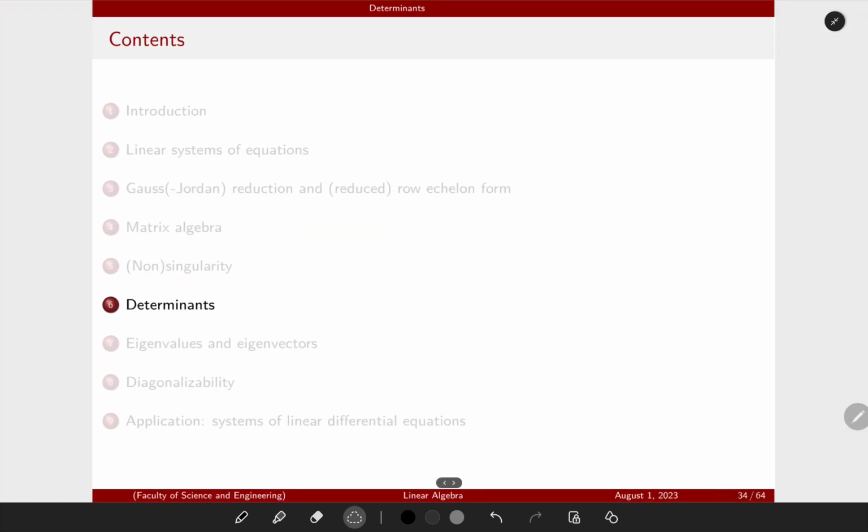Okay, that was a short section on non-singularity. I hope you enjoyed the video. In the next section we will look at determinants and some other concepts, and we will see that they also provide an equivalent condition for being non-singular.